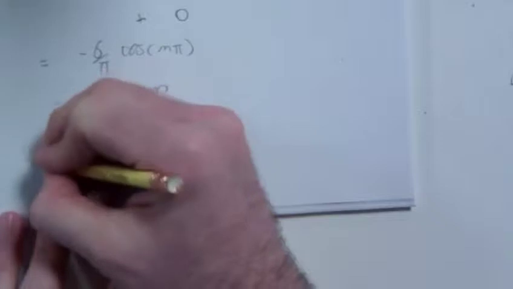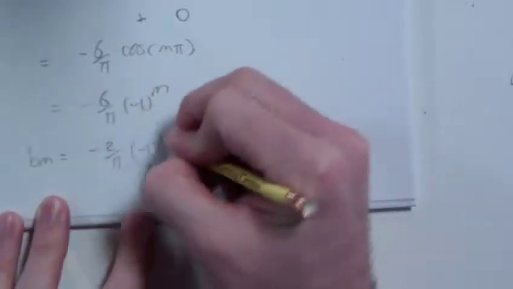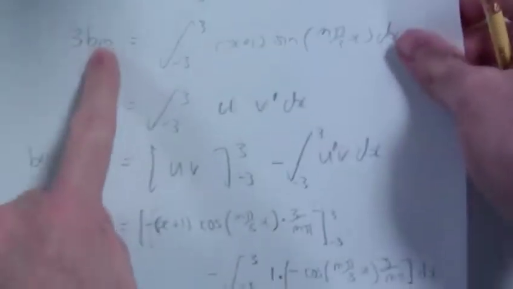And so what have we got? We've figured out that was bm, right? Oh, that was 3bm, and so bm is actually minus 2 on pi, because that was originally 3bm. There. Okay, so what have we got there? We've got that.